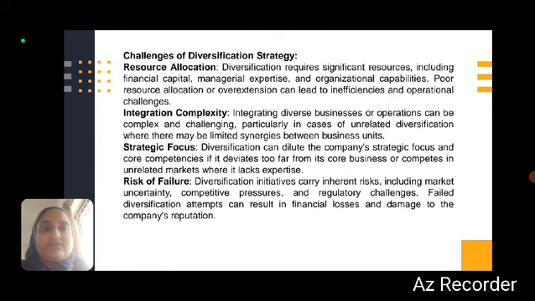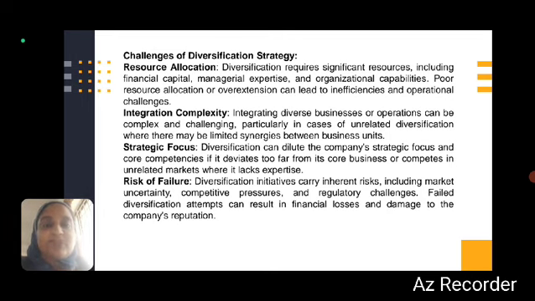So the challenges of diversification strategy, when we see here: resource allocation. Resource allocation is very big. When something new happens, we have to plan for all the 5 M's in the organization. Then integration complexity. When something is new, there is a different culture, and your organization has a different culture. So collaborating is a very big risk there.